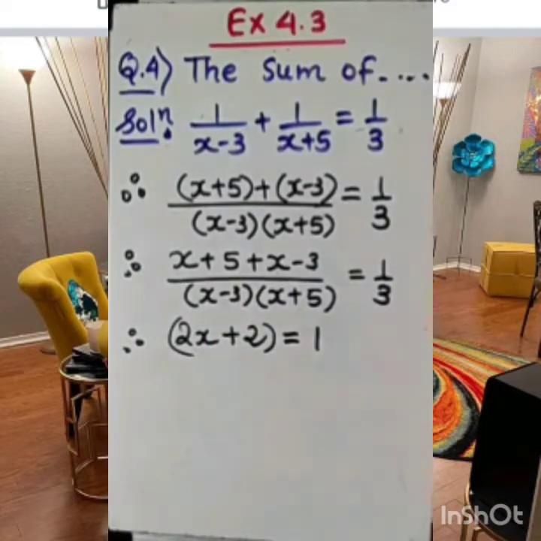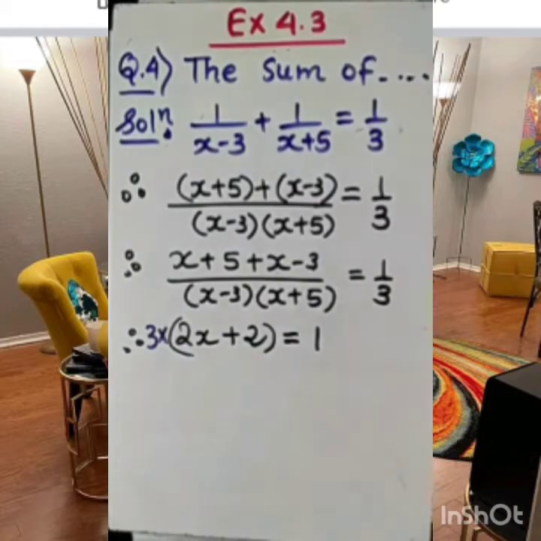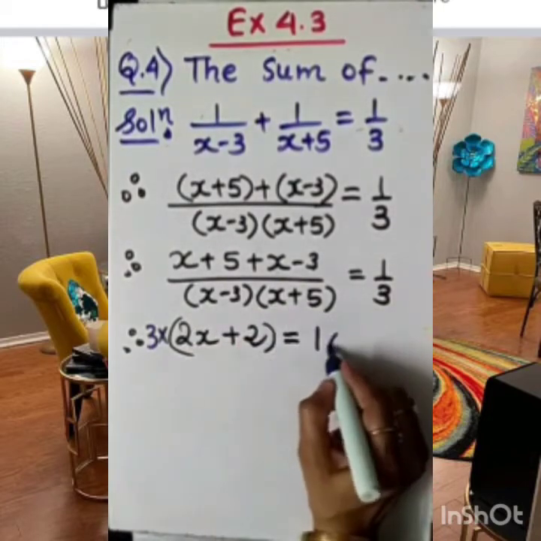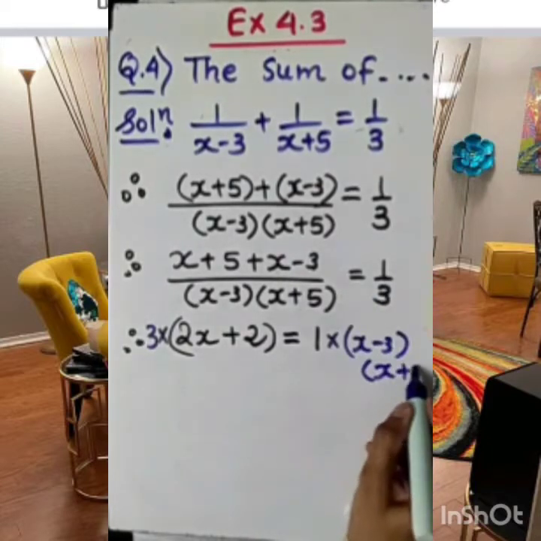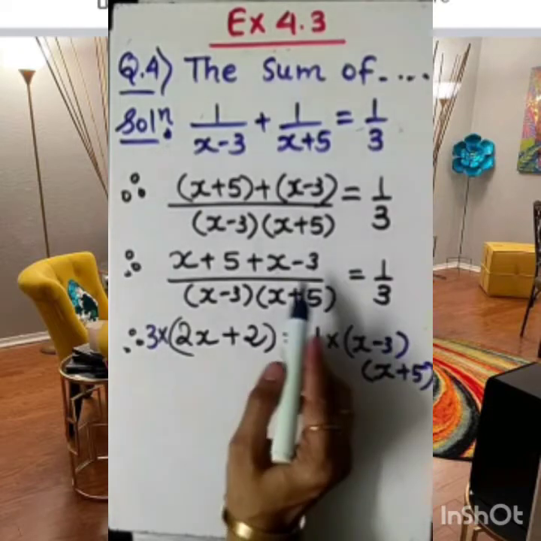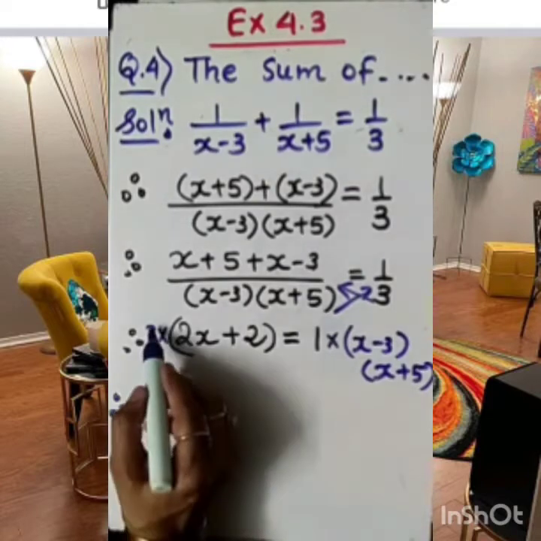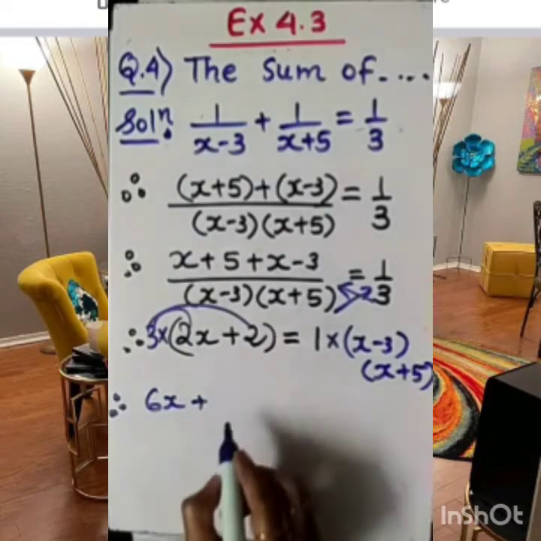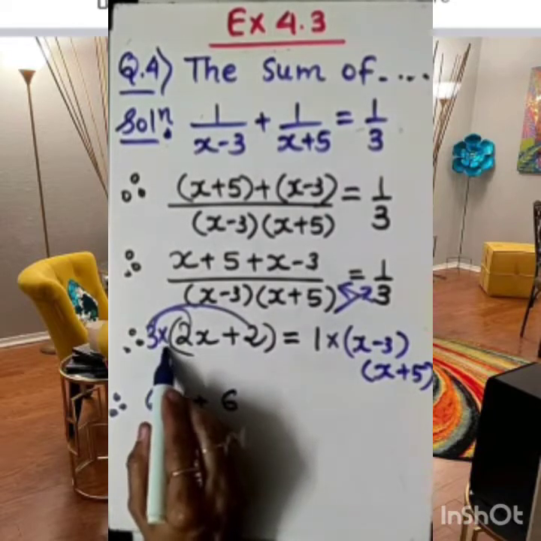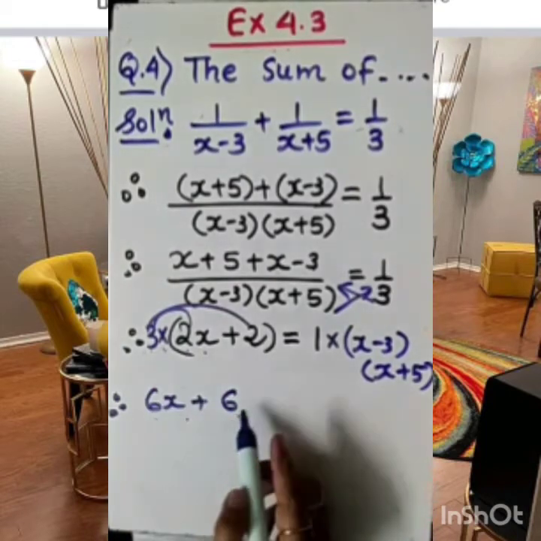Now, if I am asking you to do the cross multiplication, then this 3 will be multiplied with this side. So, it is 3 multiplied, and both of these terms will be multiplied with this 1. So, let me write it here. X minus 3 and X plus 5. Nothing I have done. Simple cross multiplication. Fine. So next step will be 3 into 2x, 6x. 3 into 2, only 6. So 3 times 2x is 6x plus 3 times 2 is 6 equal to.